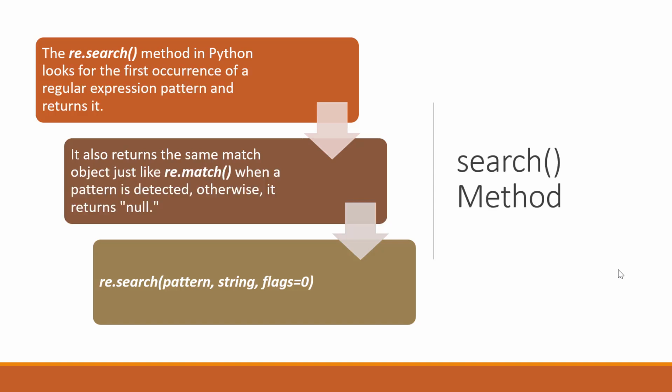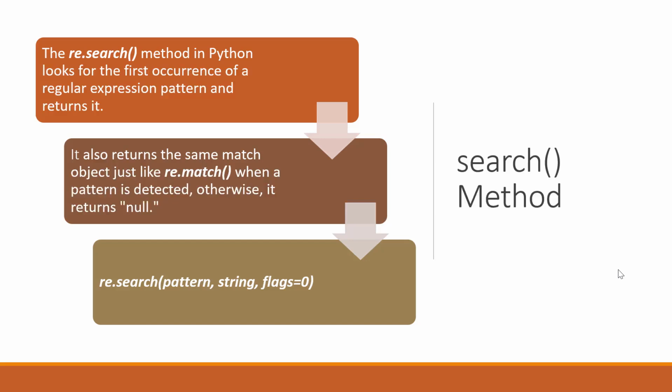But this method will examine all the lines of the given string, unlike the match method, and it also returns the same match object just like the match method whenever a pattern is detected. Otherwise it will return null. Now the syntax of using this search method is quite similar to that of the match method. So we just need to define re.search, and within the search method we can define three parameters. First is the pattern, then the string, and in the last the flags, which is an optional one.